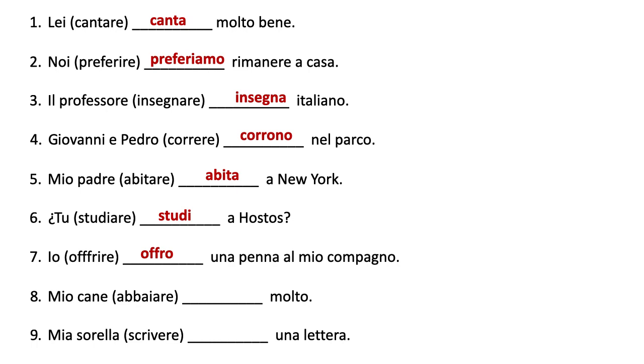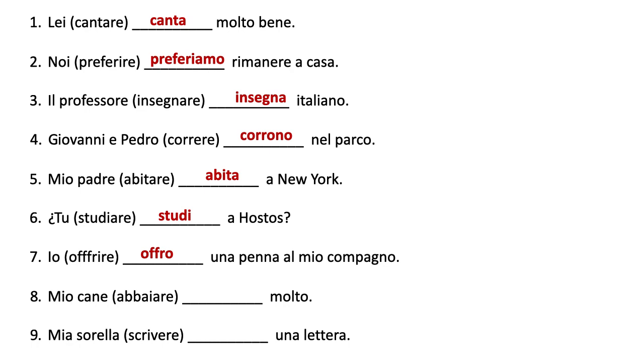Mio cane abbaiare molto. I know that abbaiare is not a verb that we have used a lot, but it means to bark. It's an are verb and it's regular, right? So we get rid of the last 3 letters. We are left with abbai, and then mio cane, that means my dog.